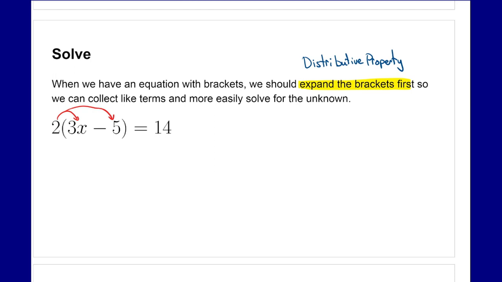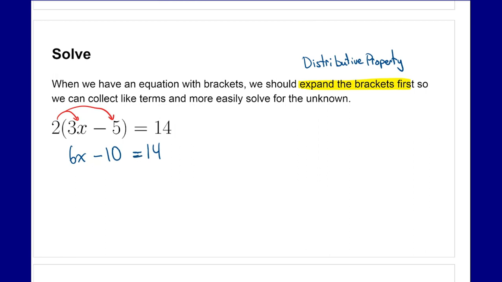We have two groups of 3x minus 5, so we have two groups of 3x, and we have two groups of minus 5. So that 2 multiplies to both parts. So in this case, 2 times 3x is 6x, 2 times minus 5 is negative 10, and the 14 just stays the same. It's not a part of the bracket, so we don't multiply it by 2, and it's not even on the same side of the equal sign.